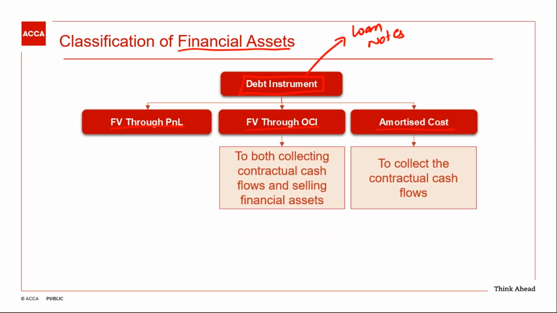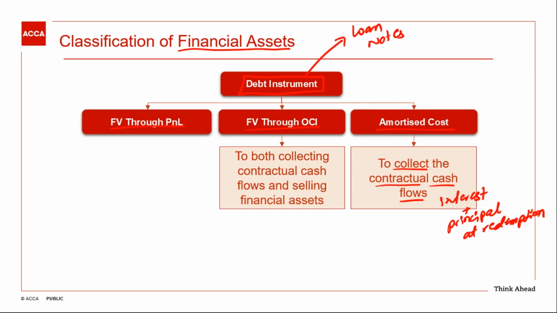If we want to classify it in the amortized cost, our intention should be to collect contractual cash flows, which means to collect interest and to collect the principal amount which we are going to get at the time of redemption.